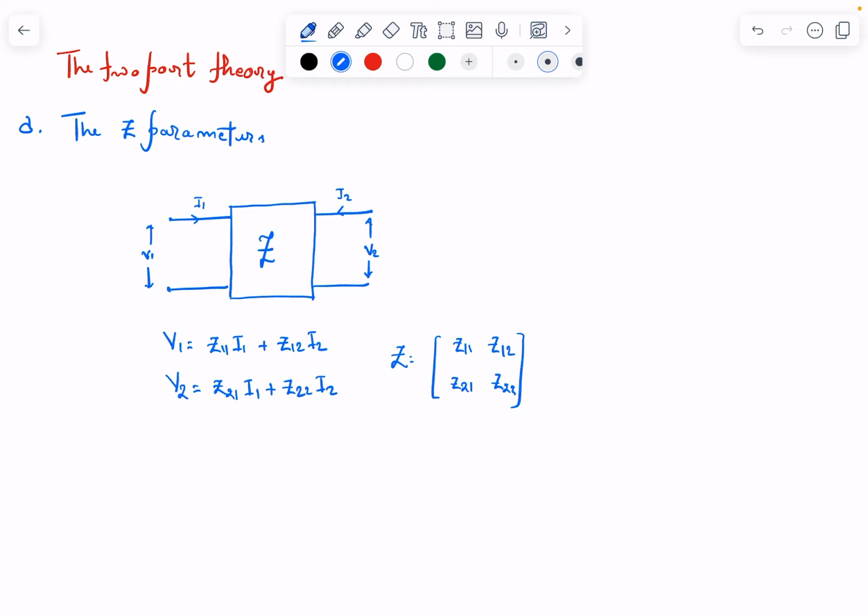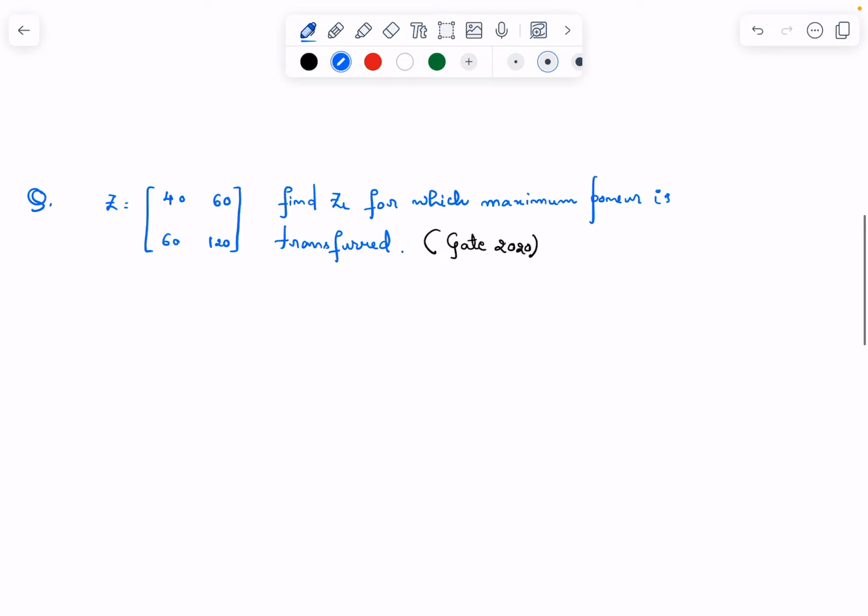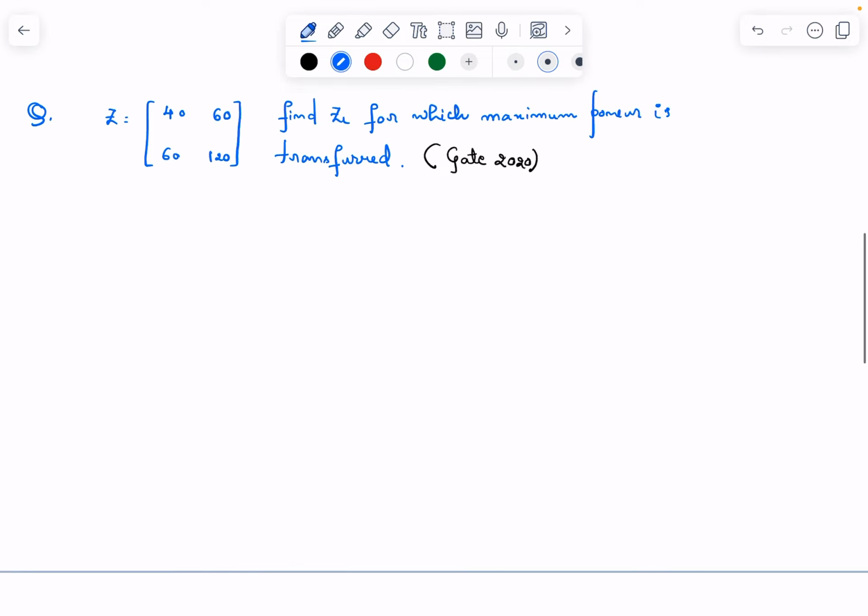We are going to solve this GATE 2020 question. This question appeared in GATE 2020 where the Z parameters were given as 40, 60, 60 and 120, and we need to find out ZL for which the maximum power is transferred. There was also a circuit diagram given, so I'll draw that.